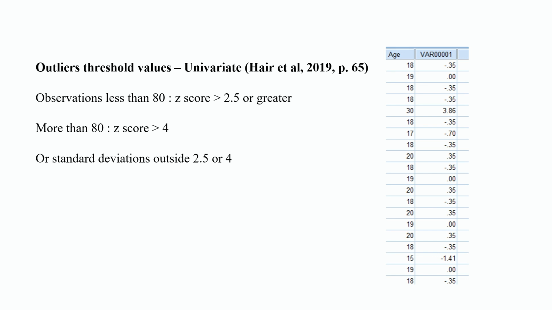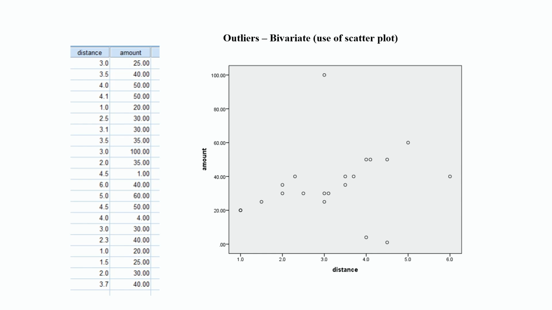If the sample size is more than 80, if the Z score is more than 4, you can identify that scores are outliers. So, in practice, we identify any standard deviation between 2.5 or 4 as outliers. In the first example, we saw box plot. In the second example, we saw the standardized value, how you can check. Another mechanism is scatter plot.